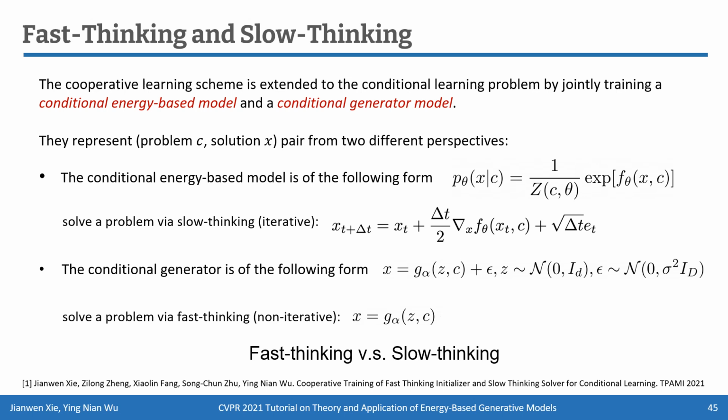This corresponds to slow thinking, because the sampling is accomplished by an iterative algorithm, such as long-run Langevin dynamics. The conditional generator generates the output directly by a nonlinear transformation of the input and the noise vector, where the noise vector accounts for uncertainty. This amounts to fast thinking, because the conditional generation is accomplished by direct mapping.